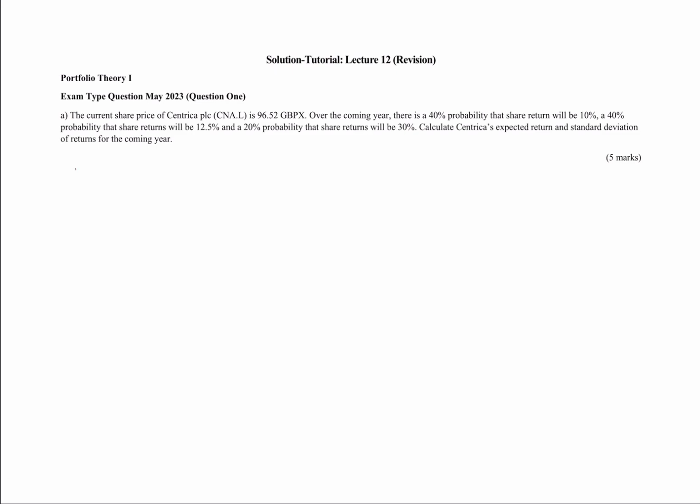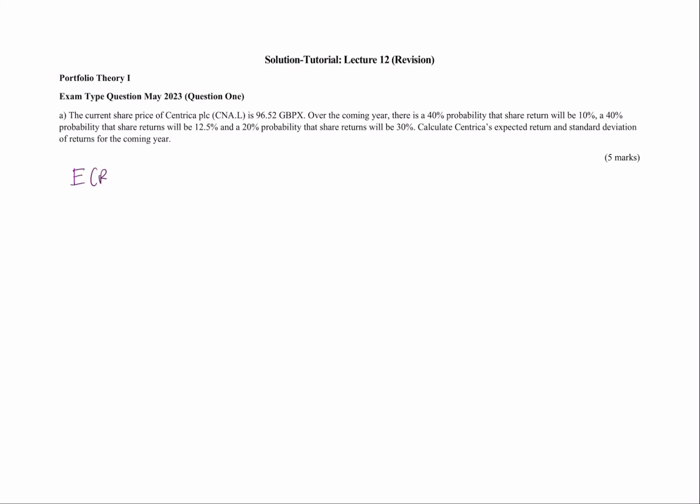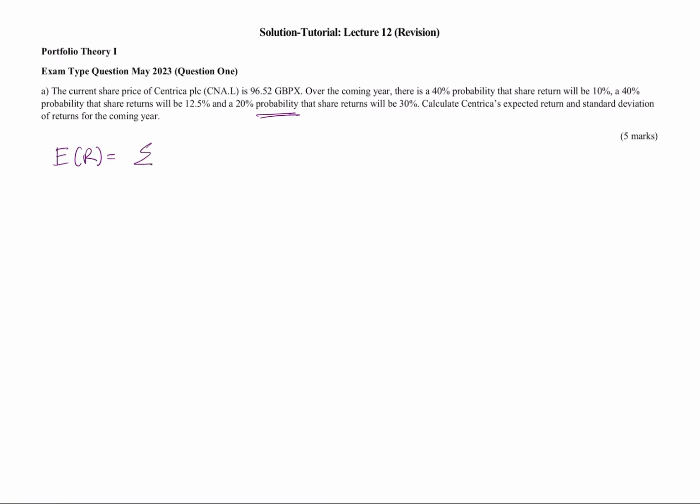We're going to look into the expected return, which we know. I think we have probability here. So this one will be the summation of Pi times Ri. So just multiply each probability with its return and add them up together.